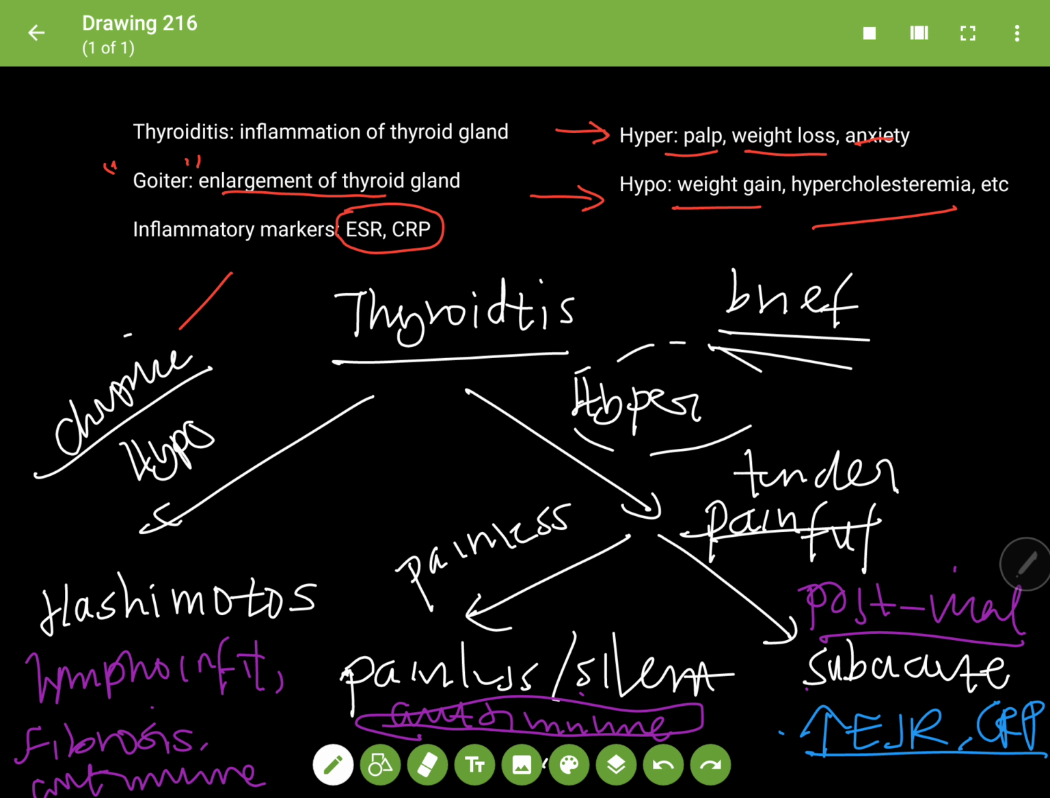Also, and my last point is, Hashimoto's is more of a diffuse enlargement of the thyroid gland, whereas these two, especially painless, are relatively small.